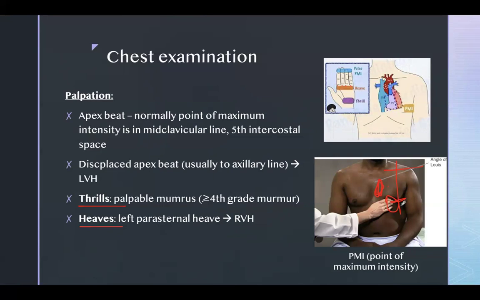And finally, if the apex beat is displaced, this is indicative of LVH, left ventricular hypertrophy, usually in cases of chronic longstanding hypertension. That's one very common differential for it. If not, you would feel it here. If it's displaced, it would go somewhere there to the mid-axillary line.